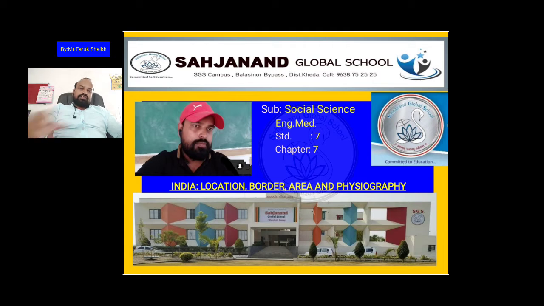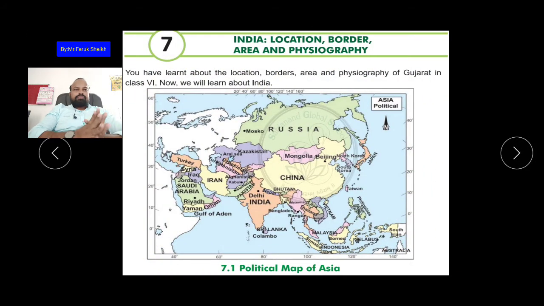I am Mr. Faruk Shaikh and today I am going to teach you chapter 7, subject social science: India, location, boundary, area and its physiography. The location, borders, boundary, area and the physiography. Okay, let us start this our lesson. So the area, India, location, border, area and the physiography.